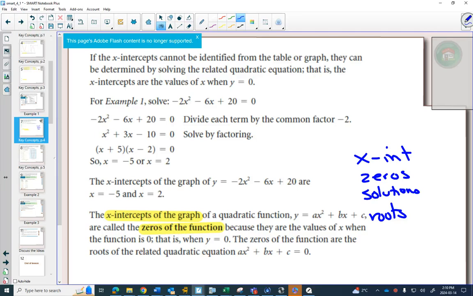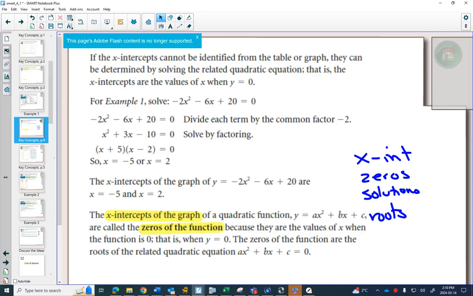Okay? Now, with the x-intercepts and zeros, usually you start with y, so you actually have to plug in 0 for y. With solutions and roots, usually it's been done for you, right? Because in example 1 there, it said solve. They already plugged in the 0 for y for you. Then those are called roots or solutions. So I just wanted to write down all of those words to know that all of those words basically mean the same thing.